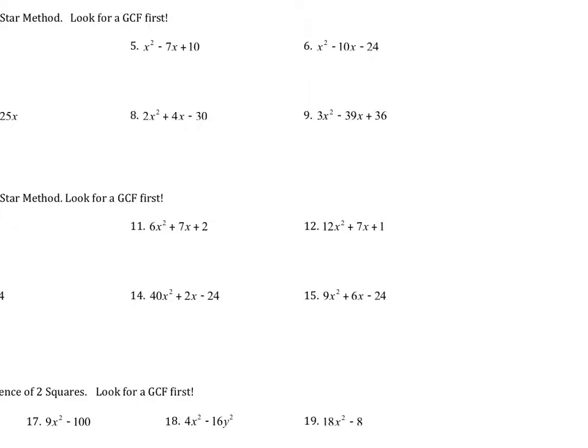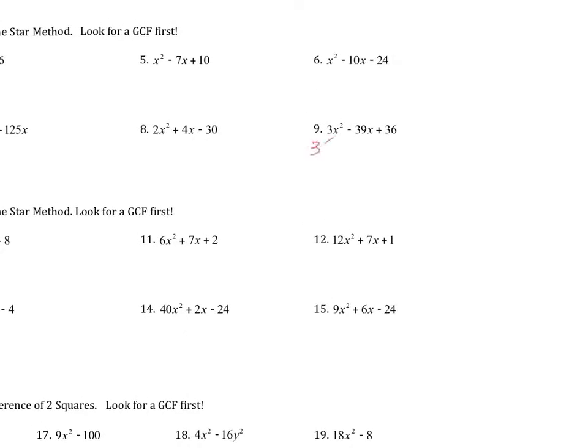Hey Tracy, here's number 9. So if you factor out a 3, you get x squared minus 13x plus 12. And then you can set up your star method.